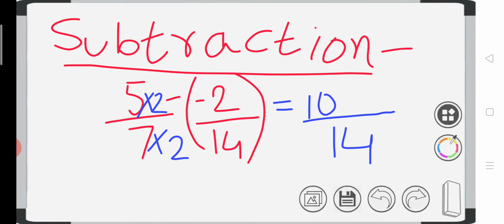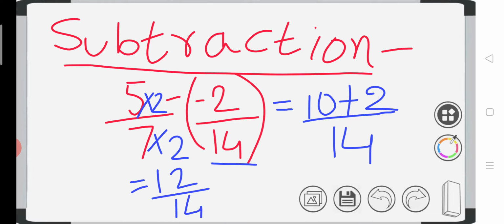Now you have learnt in integers that when there is a minus sign before the bracket and inside the bracket there is also a minus sign, then minus minus becomes plus. Here you can see the denominator is 14, so no change is required. The numerator will be as it is. So 10 plus 2 will be 12 by 14.